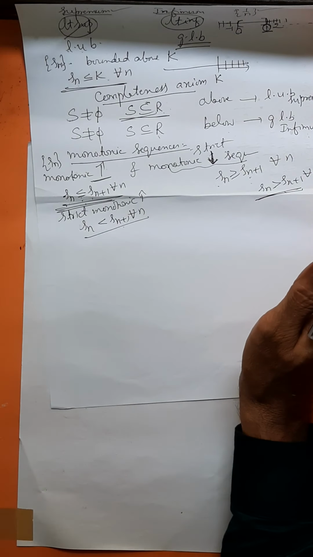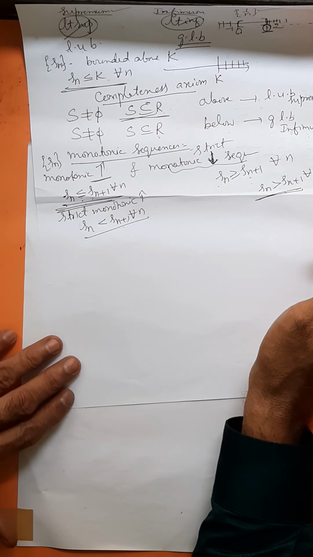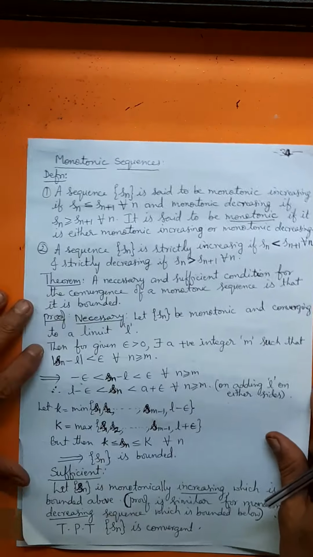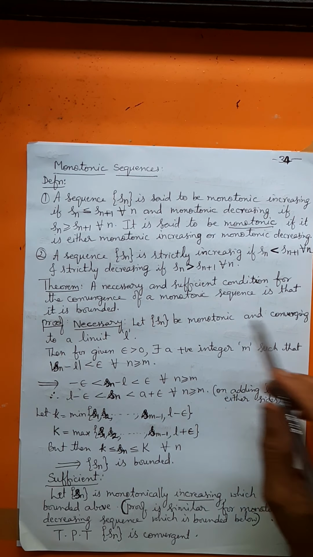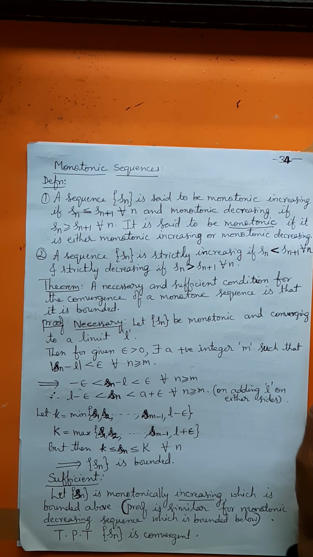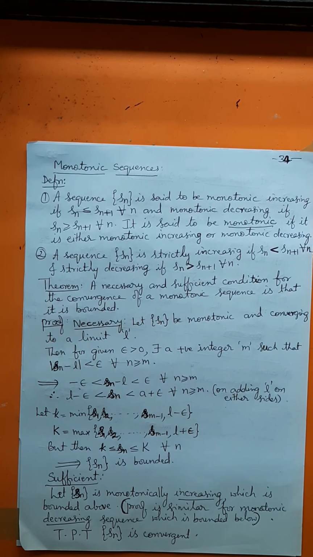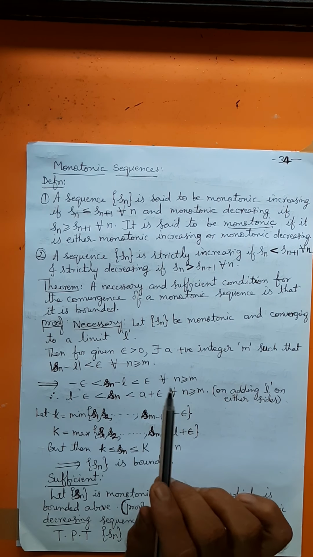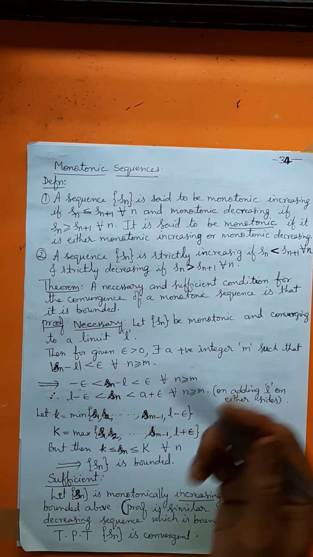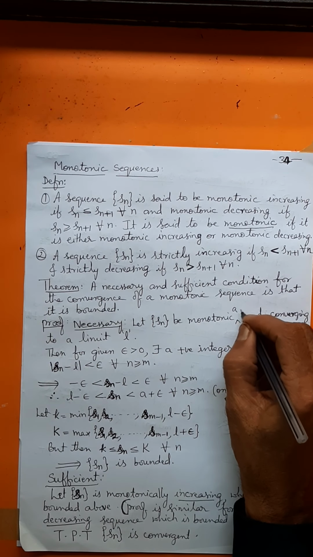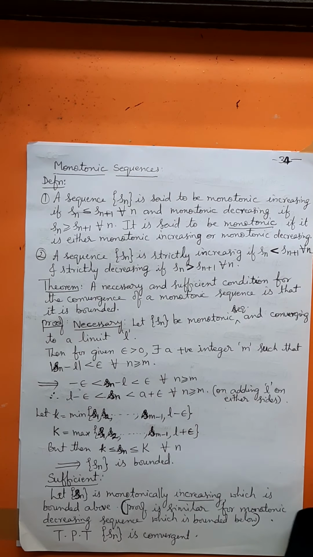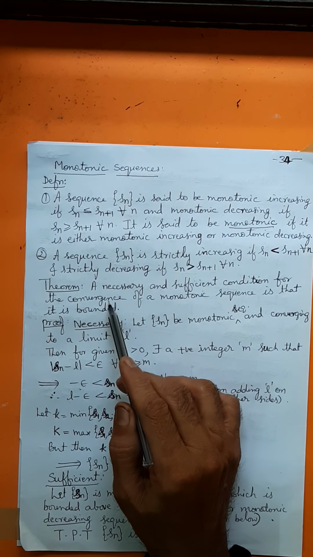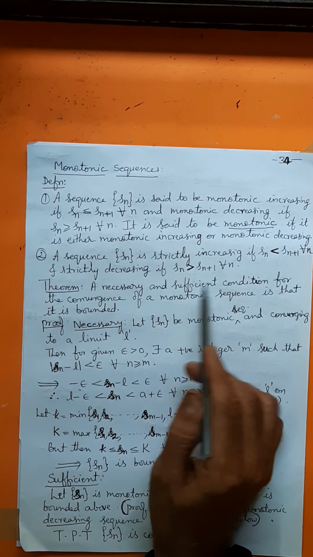Having noted this, we come to a theorem that a necessary and sufficient condition for the convergence of a monotonic sequence is that it is bounded. For the necessary part, assume that the sequence is monotonic. Let Sn be a monotonic sequence, and assume that it is convergent. A sequence is convergent if and only if it is bounded.